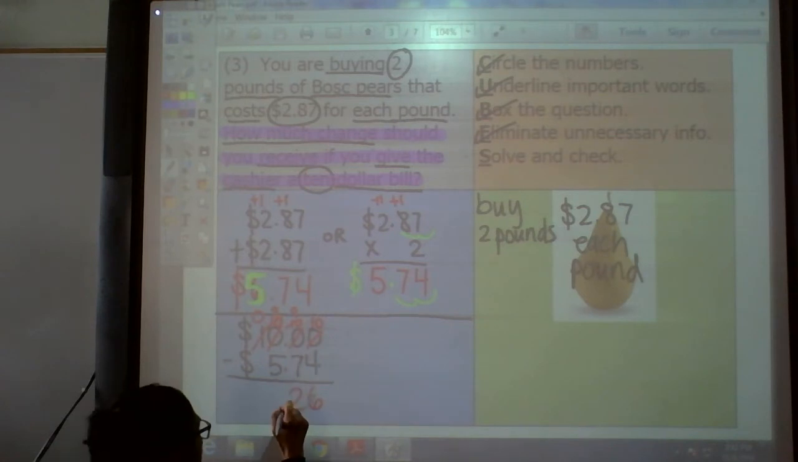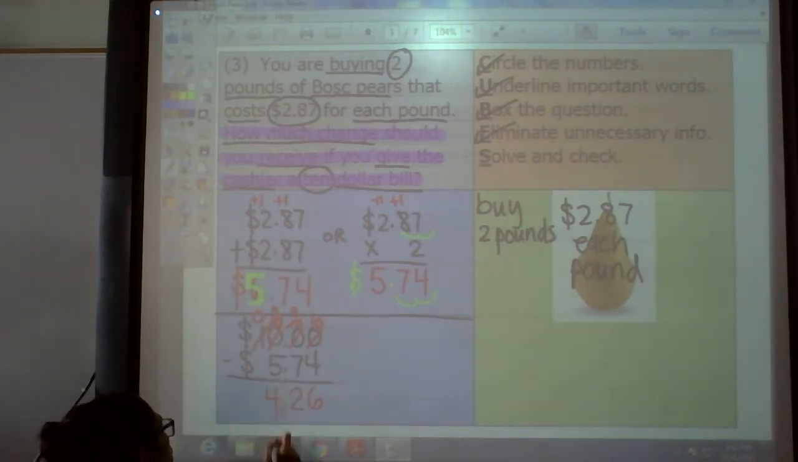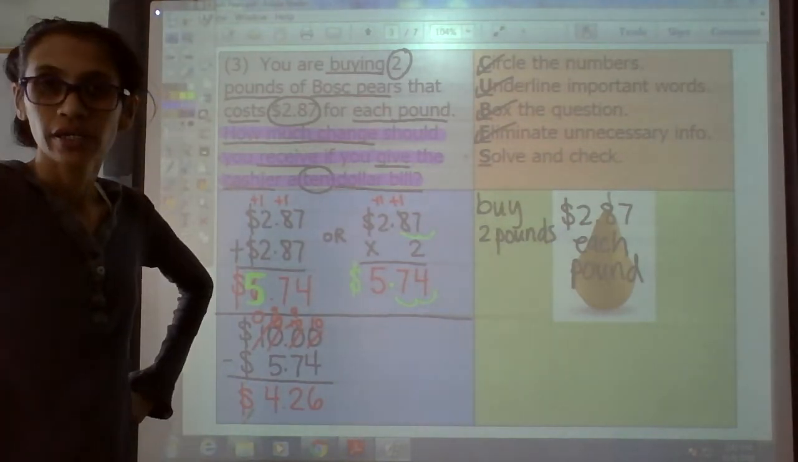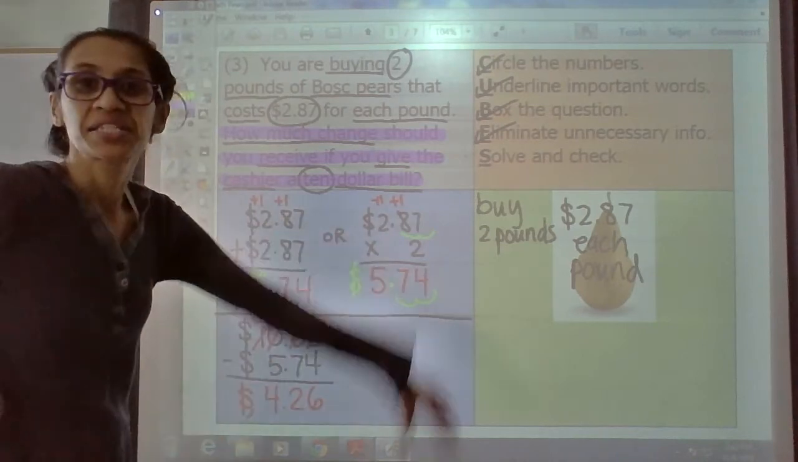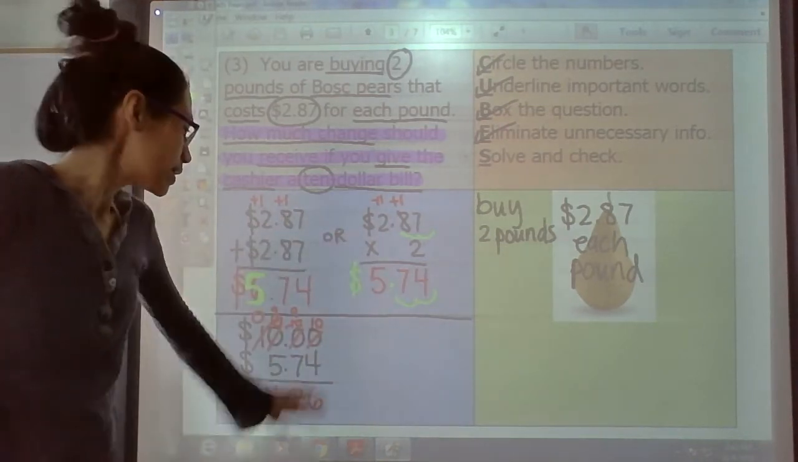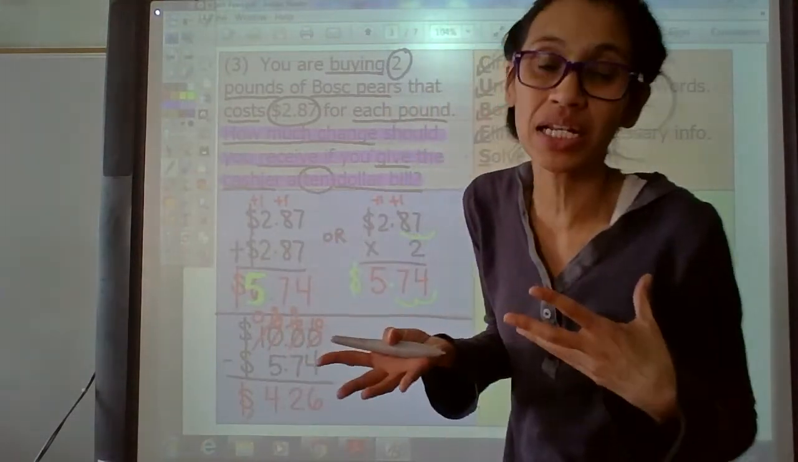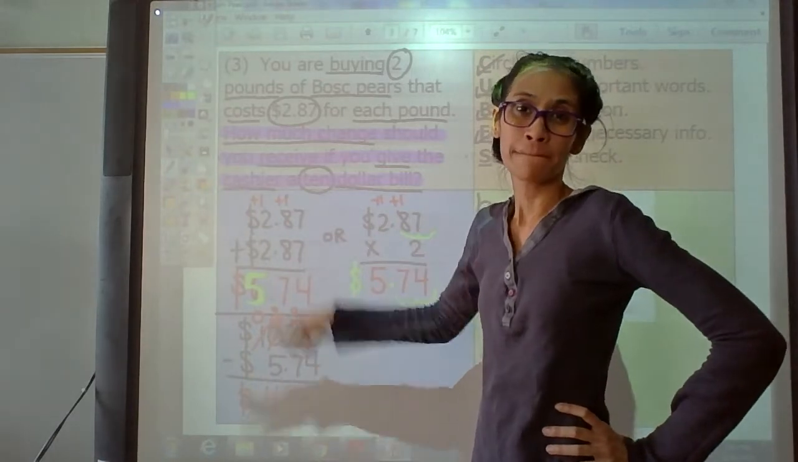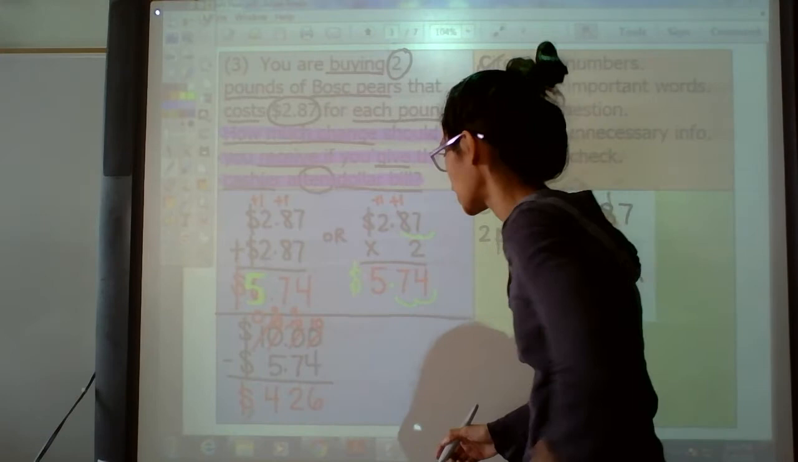Decimal, ready for the party. Come on down. 9 minus 5 is 4. Zero, nothing. Dollar sign. Now, you know what we need to do now, right? We need to check our work. Let's check this one right here. To check this problem, we do the opposite operation, the inverse operation. What is the opposite of subtraction? Addition. So let's add these two numbers together.